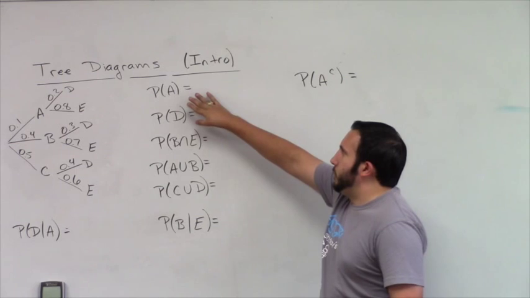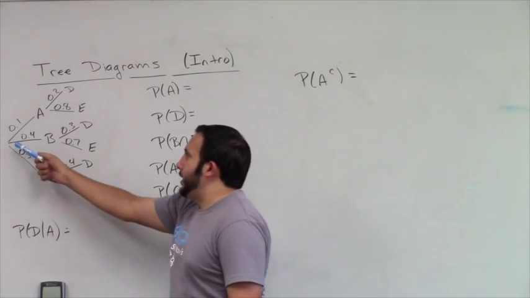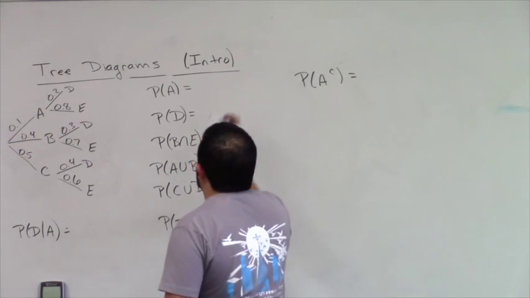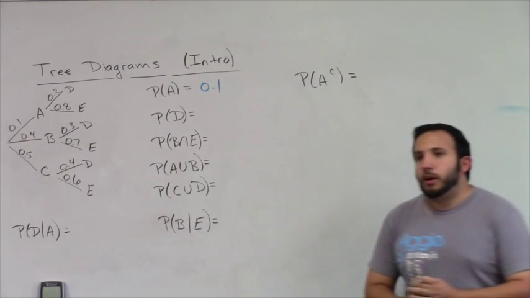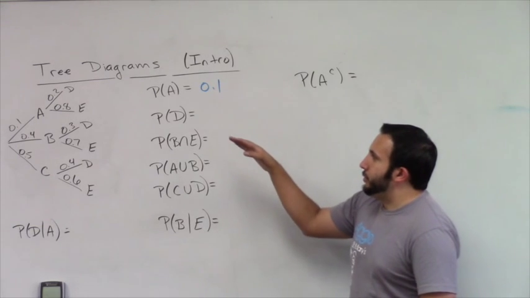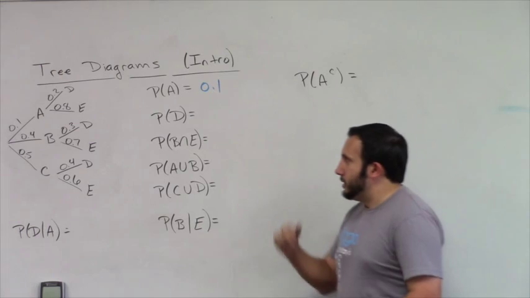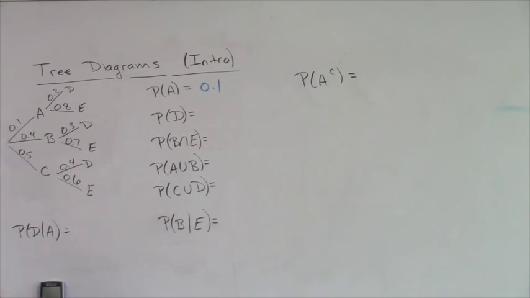What if, for example, I wanted to find the probability of A? To find the probability of A, you would just go to A and see that this is 0.1. So the probability of A would be 0.1. What about the probability of D? Notice I have 3 D's in this tree, and they're all on the second branch. The way you find the probability of D, the probability of anything on the second level, is you multiply across. So first, I'm going to take 0.1 times 0.2.